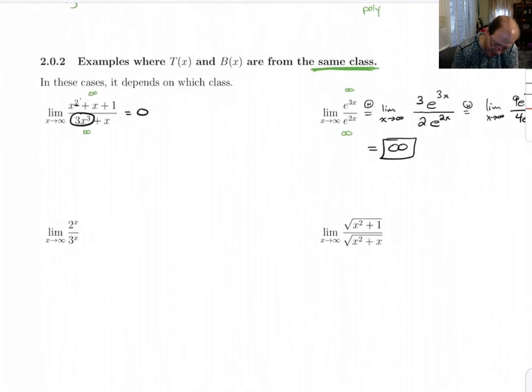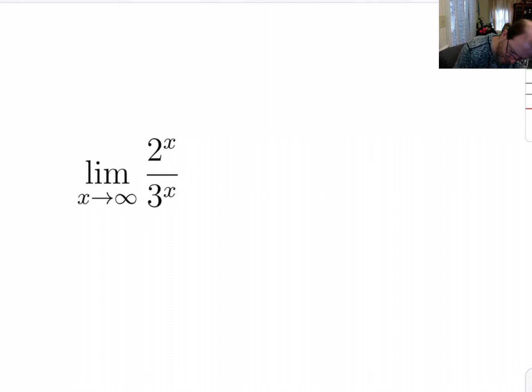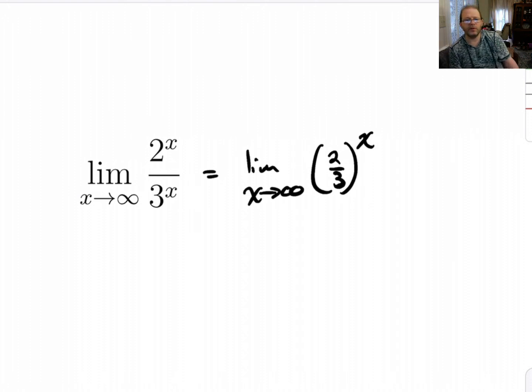All right, this one down here, limit of 2 to the x over 3 to the x. This is going to go to 0. How do I know that? I'm just telling you the answer. How do I know that? Well, you can think of this like this. The limit as x goes to infinity of 2/3 to the x. If you look at what happens when you take 2/3 and start raising it to powers, as the power goes up, what you get here is going to go to 0.